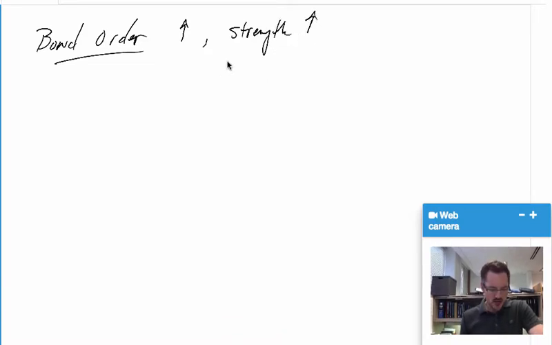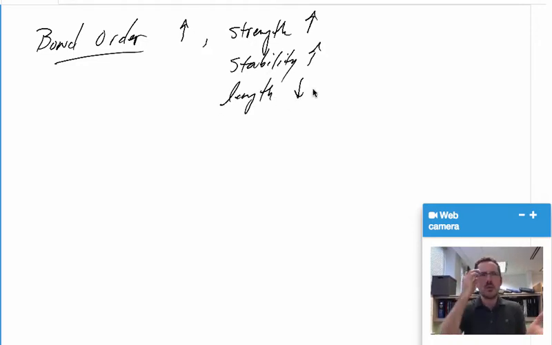That also means that my stability will increase as well. However, it also is going to mean that my bond length will decrease. So a bond order, if you recall when we were working with determining bond orders from Lewis structures, a bond order of 3 typically signifies a triple bond, a bond order of 2, a double bond, and a bond order of 1, a single bond.